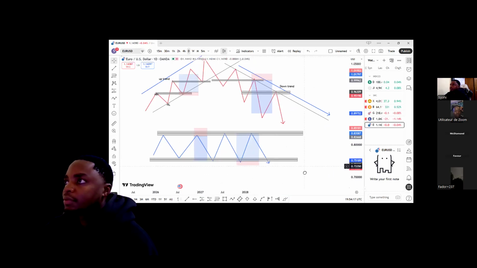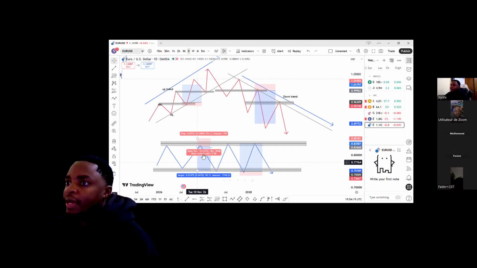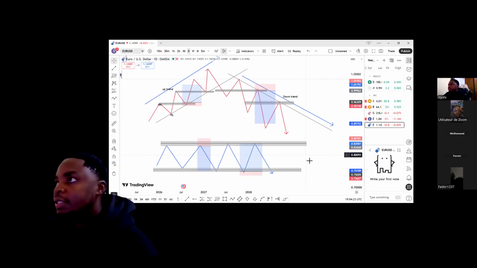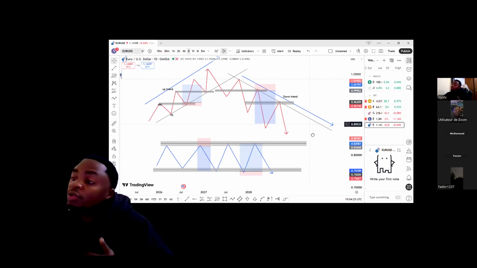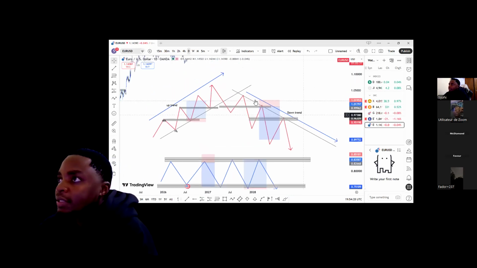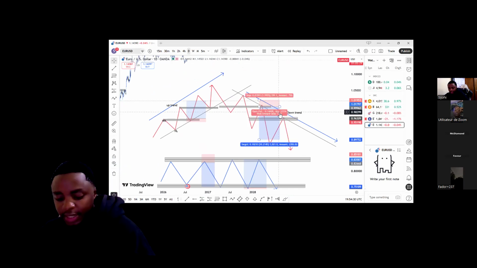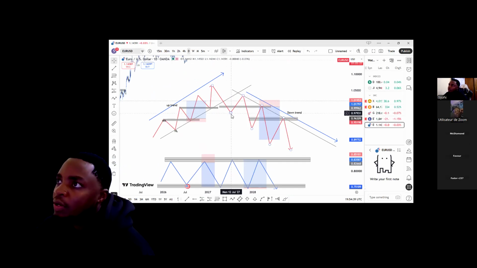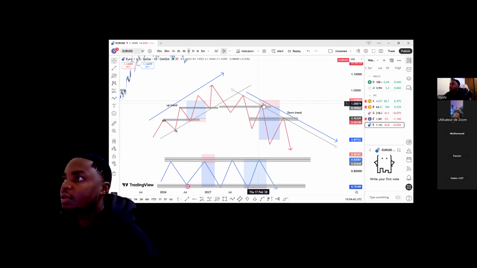So this is how you buy and sell in the ranging market, the market that is consolidating. Let me go through the downtrend again. The downtrend is when the market is making lower highs and lower lows. So this one is a lower low, and this one is a lower high. This one is a lower low, this one is a lower high, lower low, lower high.